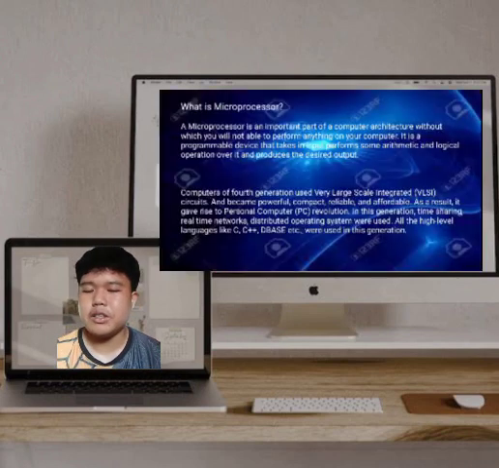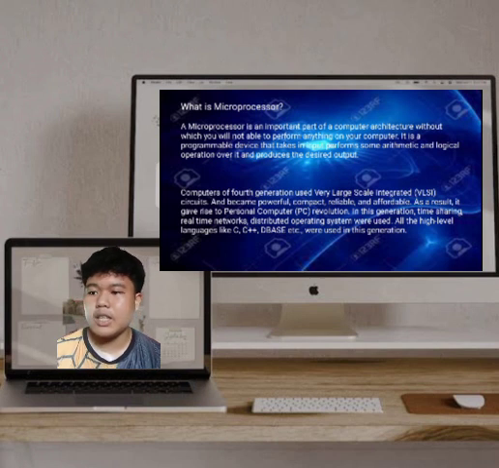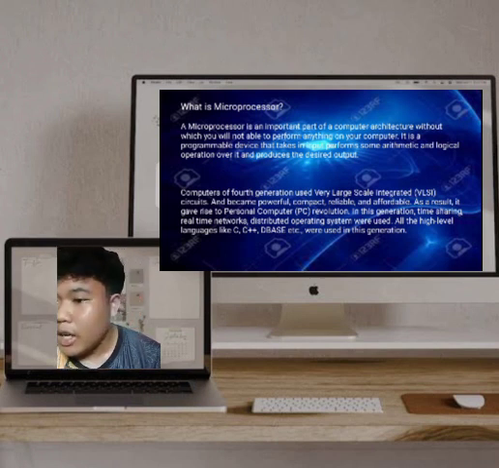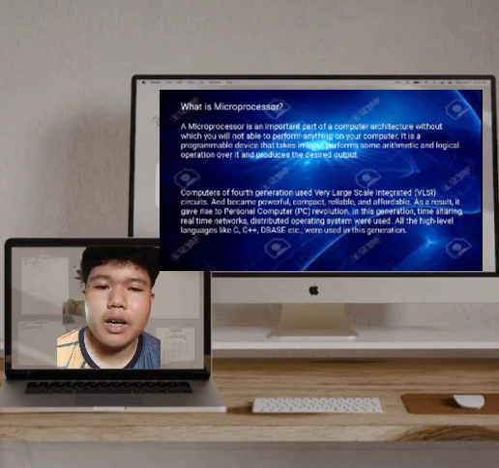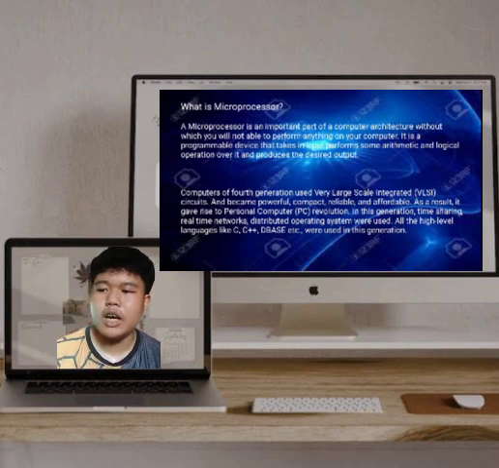What is a microprocessor? A microprocessor is an important part of computer architecture without which you will not be able to perform anything on your computer. It is a programmable device that takes in input, performs some arithmetic and logical operations over it and produces the desired output.